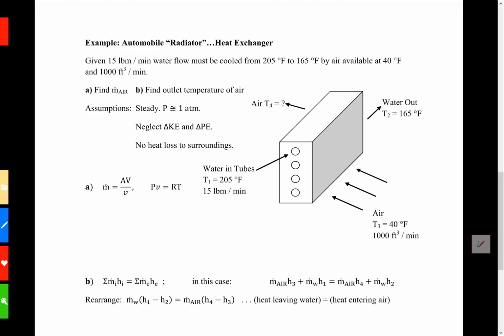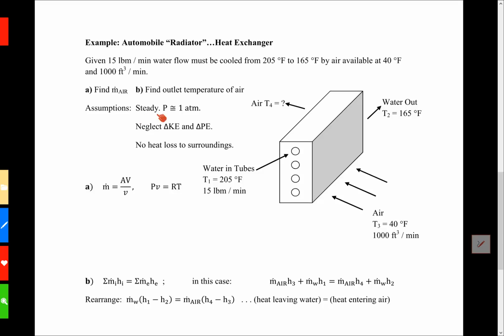In this example, we have a heat exchanger, and we've got water coming in at 205 Fahrenheit at a given flow rate, and it's coming out at 165 Fahrenheit. So that determines the amount of heat we need to remove from the automobile. And the water is being cooled by air entering at 40 Fahrenheit and 1,000 cubic feet per minute. And we do not know the exit temperature, and we do not know the mass flow of the air. So we're going to first find the mass flow of the air, and then we can find the outlet temperature of the air. We've got some assumptions.